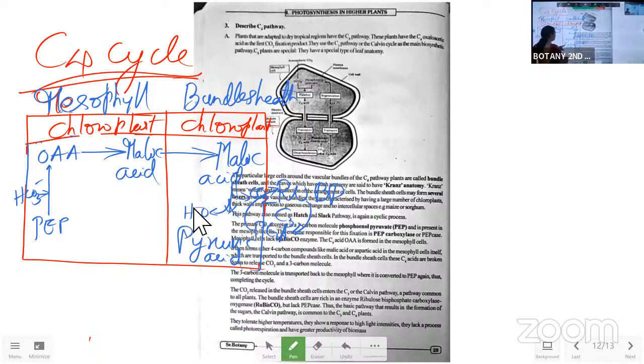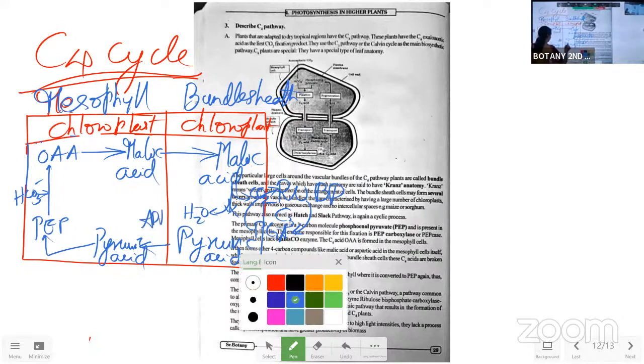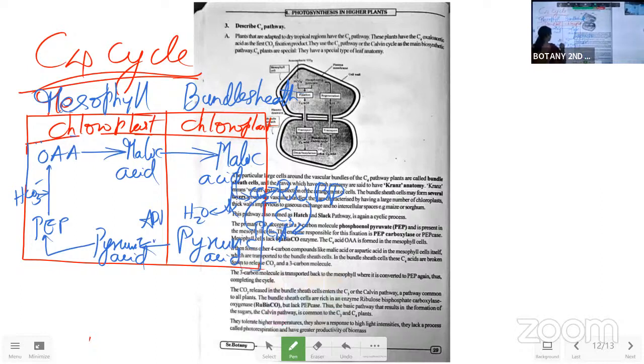Okay, now here the pyruvic acid formed in the bundle sheath chloroplast was shifted into the mesophyll chloroplast. When the ATPs are converted into ADPs, the inorganic phosphate is taken up by the pyruvic acid to form phosphoenol pyruvic acid in the presence of the enzyme enolase. It is giving the enol compound over there.